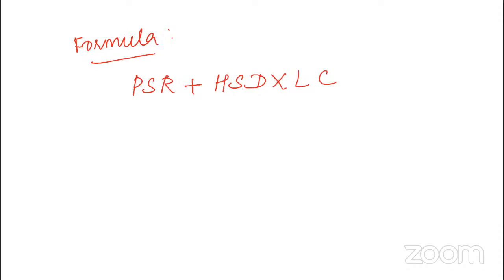So now write the formula, that is PSR plus HSD into least count. Here they are given a 0, so 0 plus the HSD value, which is 52, multiplied by the least count value, that is 0.001 centimeter.